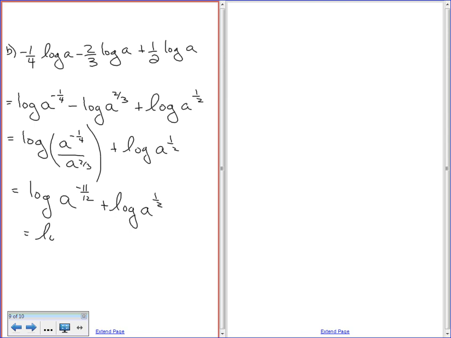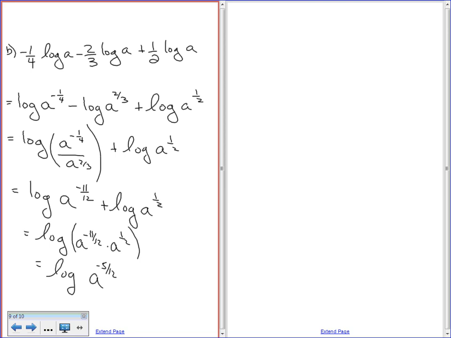To combine them into a single logarithm, since I'm adding, I now multiply the inner parts. And again, because the bases are the same, I can simplify. When multiplying powers of the same base, I keep the base and I add the exponents. And again, you can do that right on your calculator. Add that one, make sure we did it correctly, and negative 5/12. Any questions?